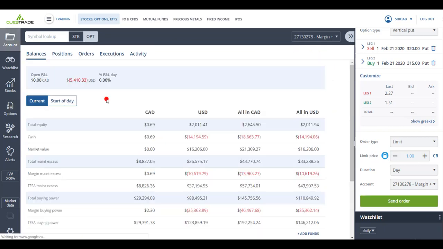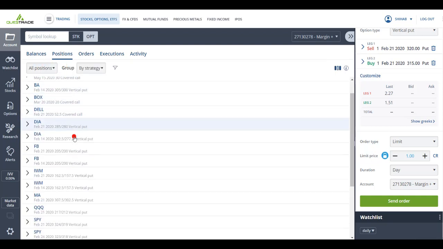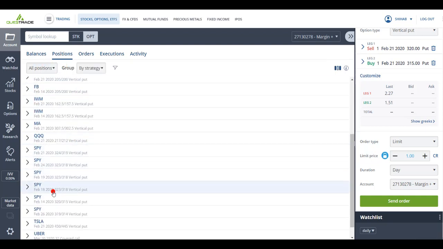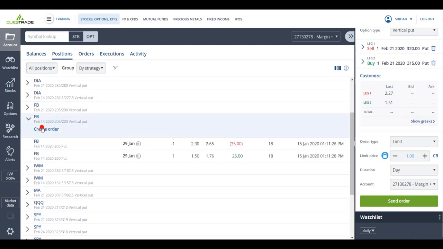And then if I want to close the trade, if it's profitable, you're going to see it under your positions, right? So let's look at a SPY put spread that I have here, or even Facebook or whatever. Yeah, so I've got a Facebook put spread here expiring February 14. I've got a 205 put that I sold and a 200 put that I bought. I collected 80 cents, as you can see here, the difference between this and this, 230 and 150, 80 cents.